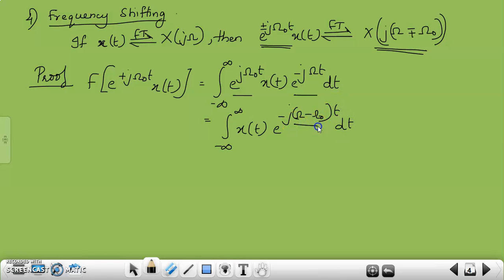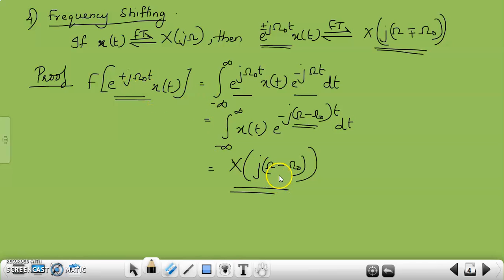If you have j omega minus omega naught, then the equivalent expression will be X of j omega minus omega naught, since here you have minus j into omega minus omega naught. Okay, so if I am multiplying the signal with e raised to plus j omega naught t in the time domain, then the frequency spectrum will be shifting towards right by omega naught units.